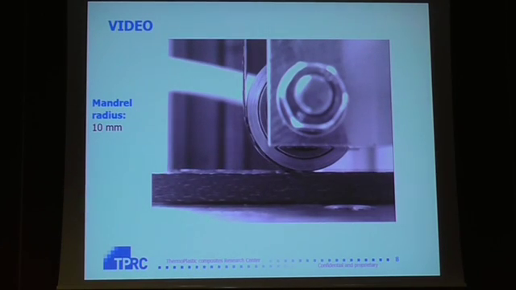So this is the test itself. At the beginning we were really happy. The pin arm was conforming to the mandrel. You can see a quite stable crack propagation, at least from this video. So we were happy, we said, okay, this is working.